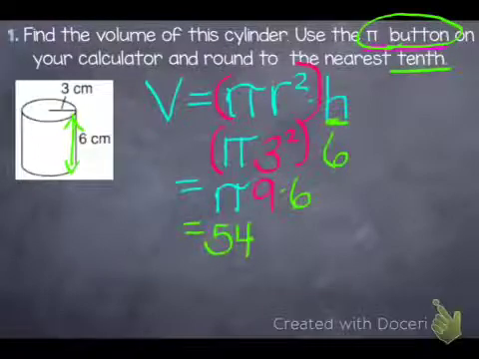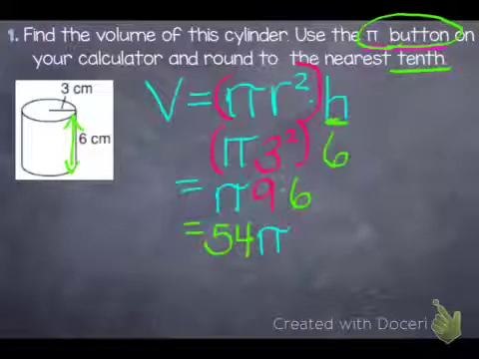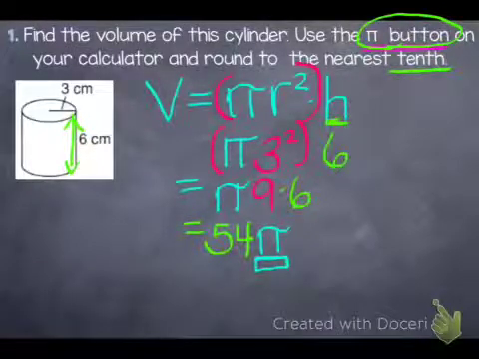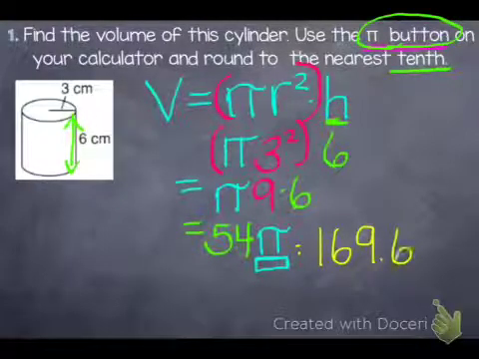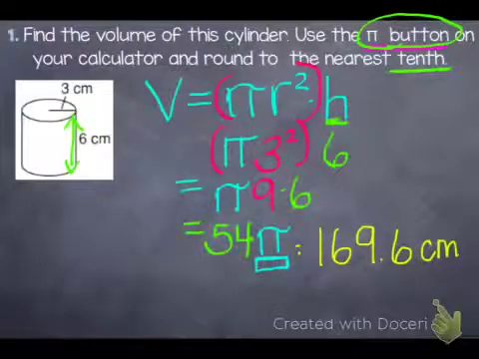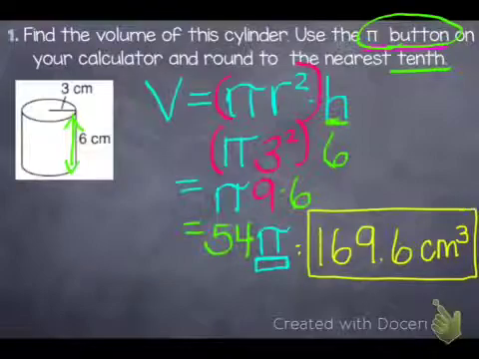So now we're going to take our calculator and we're going to do 54 times the pi button. And we're going to round to the nearest tenth. So we get 169.6 cubic centimeters. And that is the answer for number 1.